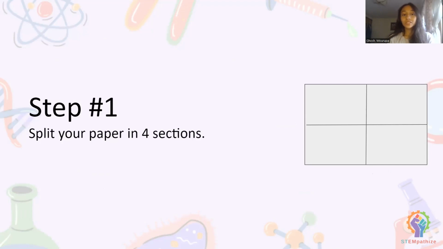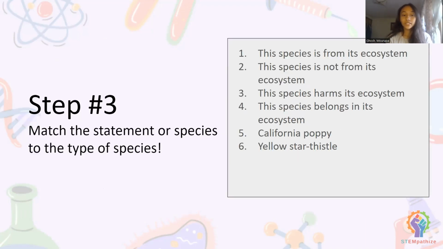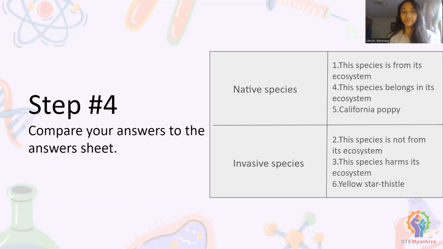Step 1. Split your paper into 4 sections. Step 2. Write native species in the top left box and invasive species in the bottom left box. Finally, match the statement or species to the type of species. You can pause this video and work through this on your own, then check your answers with us when you're ready. Step 4. Compare your answers to the answer sheet here, or my answers.